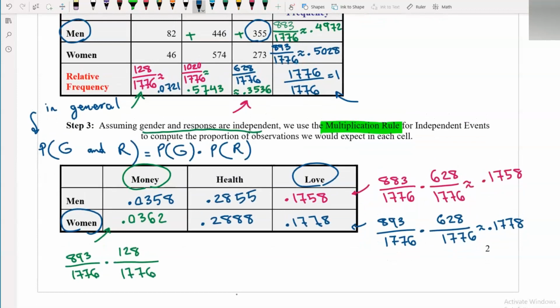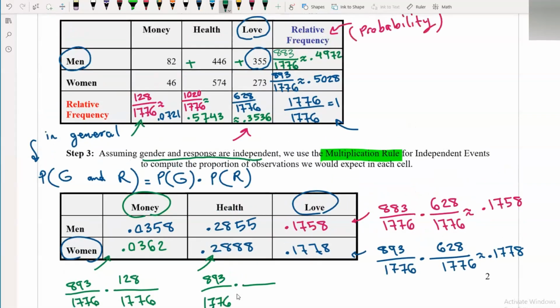Okay, I'm going to work on one of these. So this one is women, health. Women is 893 divided by the denominator, multiplied by, for health, this one, 1020 over 1776.